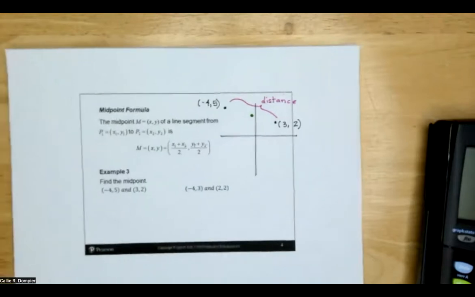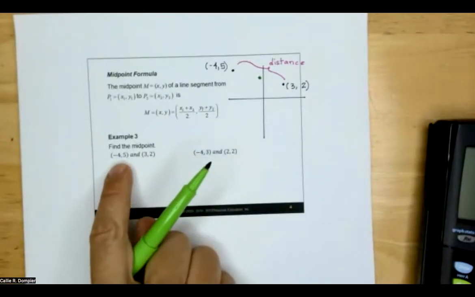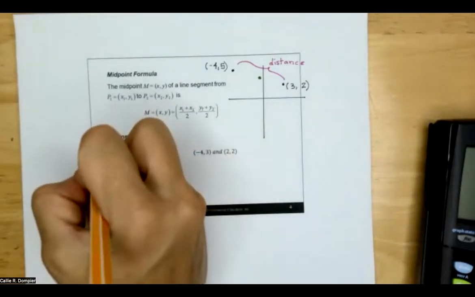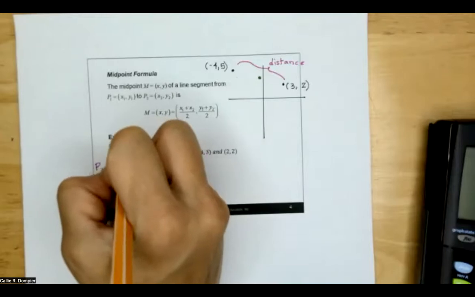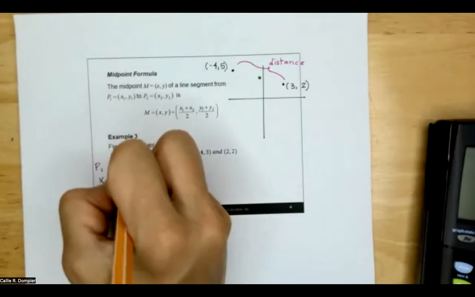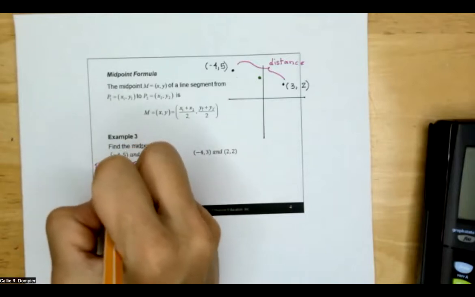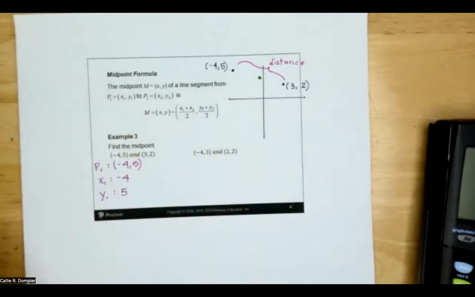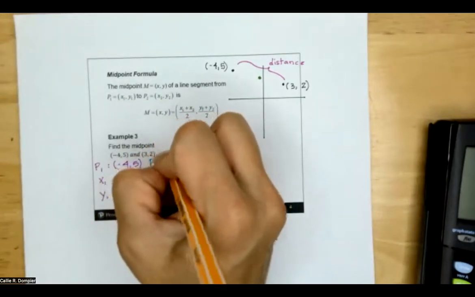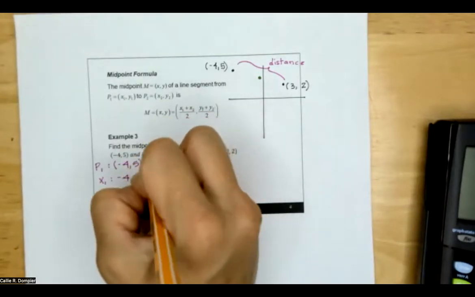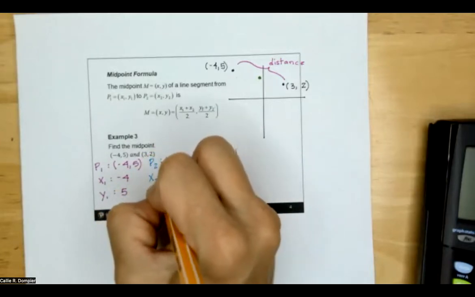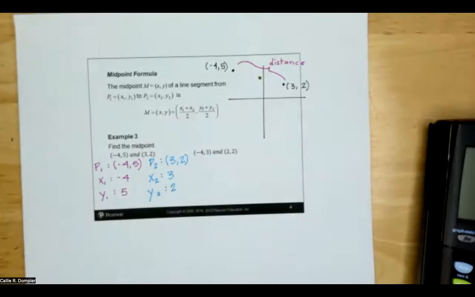Good. All right, let's start with example 3. We have -4, 5 and 3, 2. Again, we're just going to say P1 is -4, 5. So x1 is -4, y1 is 5. Point 2 is 3, 2. So x sub 2 is 3. Y sub 2 is 2.